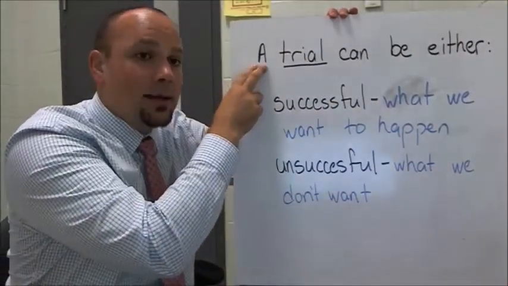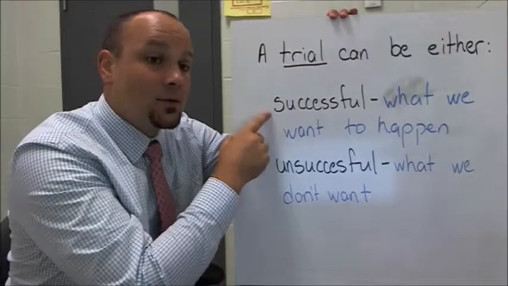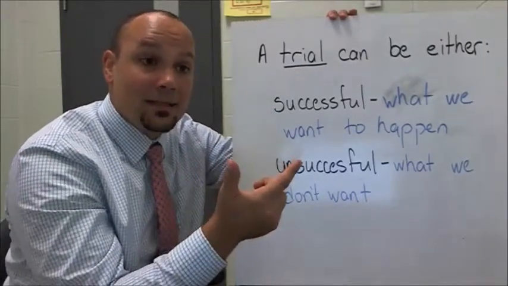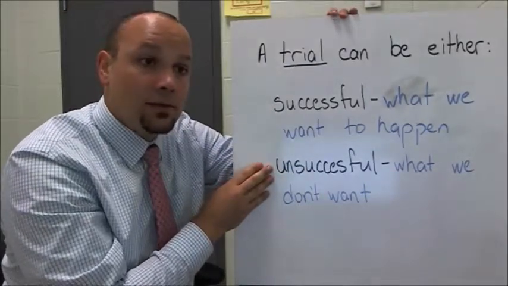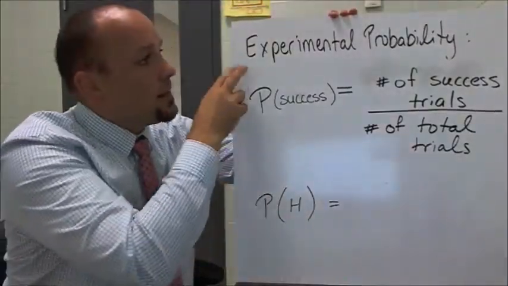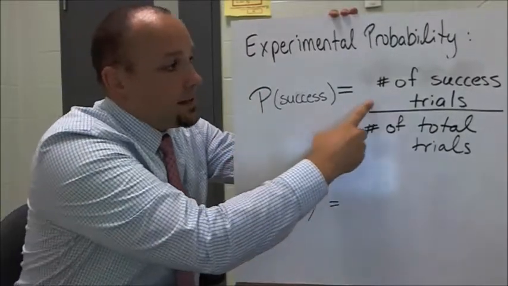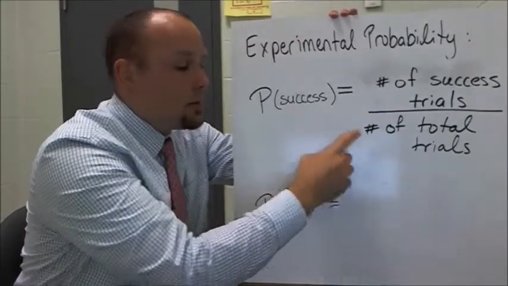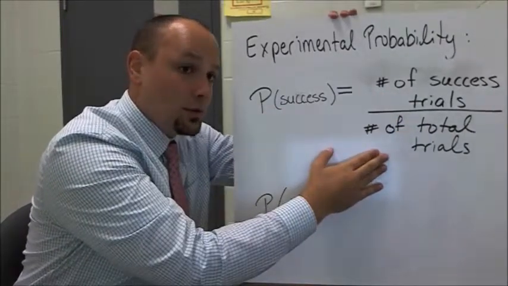A trial can be either successful or unsuccessful. Successful trials are what we want to happen. So for example, if we're looking for the probability of heads, successful trials would be heads. Unsuccessful trials would be tails. And finally, experimental probability can be calculated by finding the number of successful trials divided by the number of total trials. So the probability of success is the number of successful trials divided by the number of total trials.